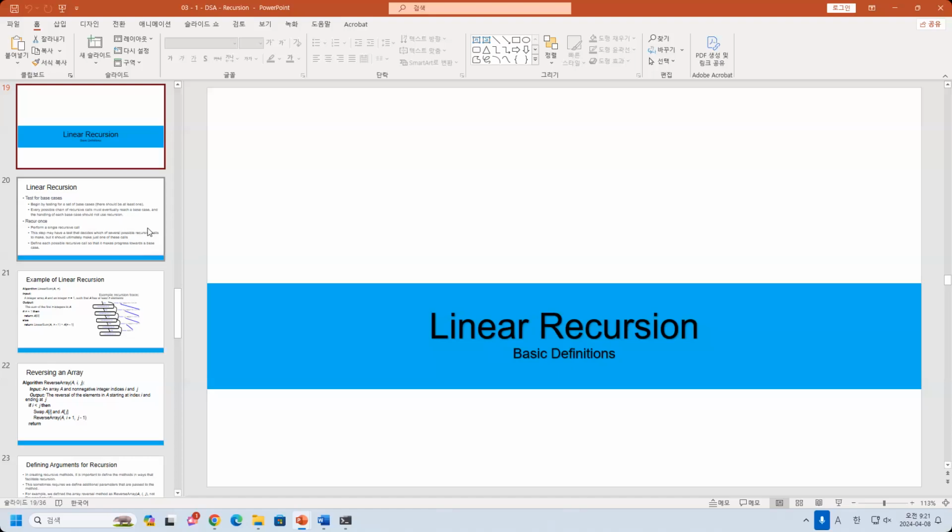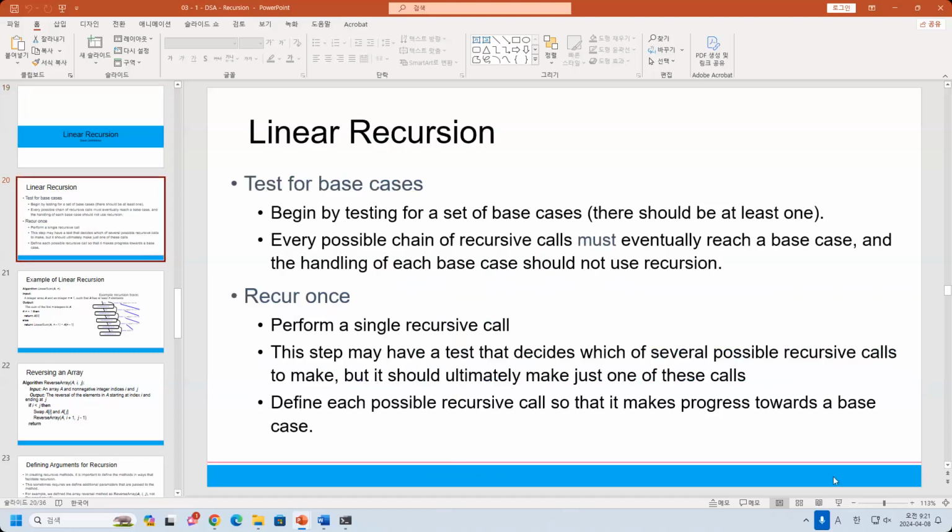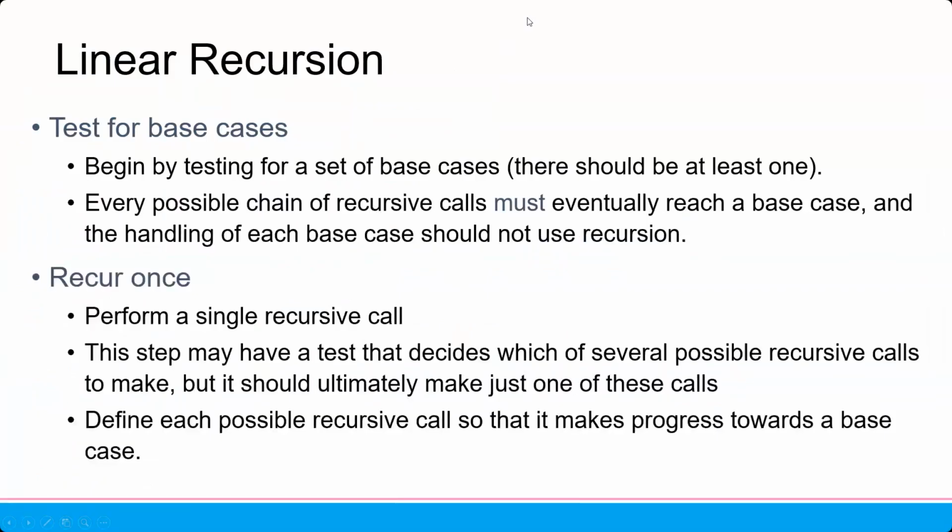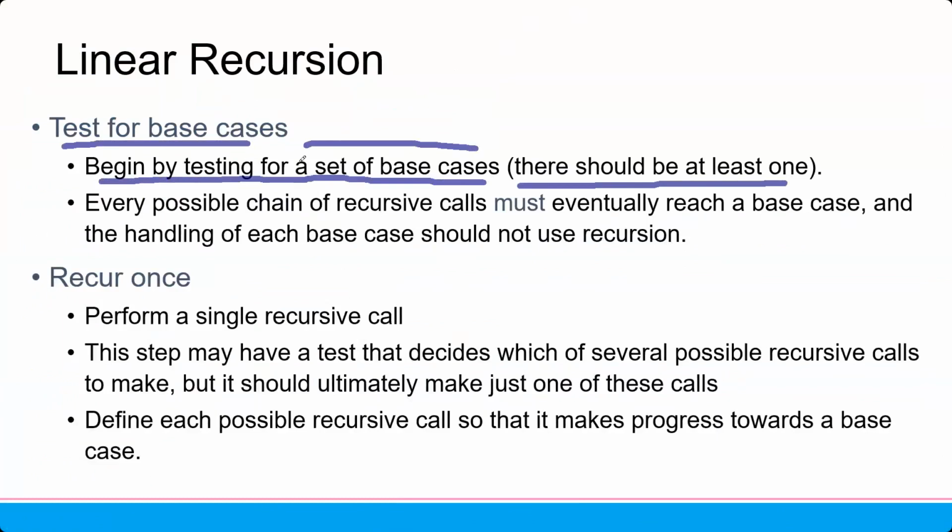Linear recursion. What is linear recursion? We know that in recursion, we need to have a base case. The base case is testing. There should be at least one base case, to test for a set of base cases. Let's say if the number is already 0 or 1, then we will stop.